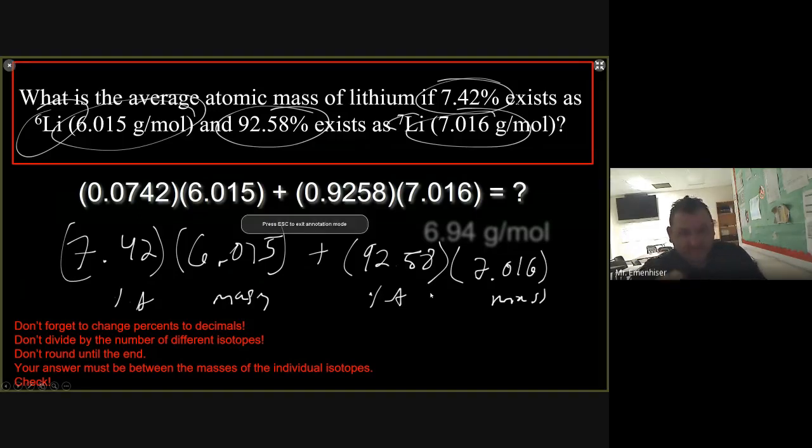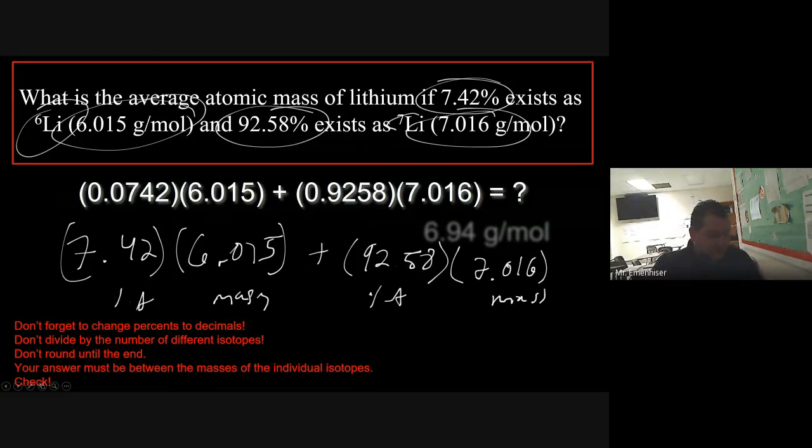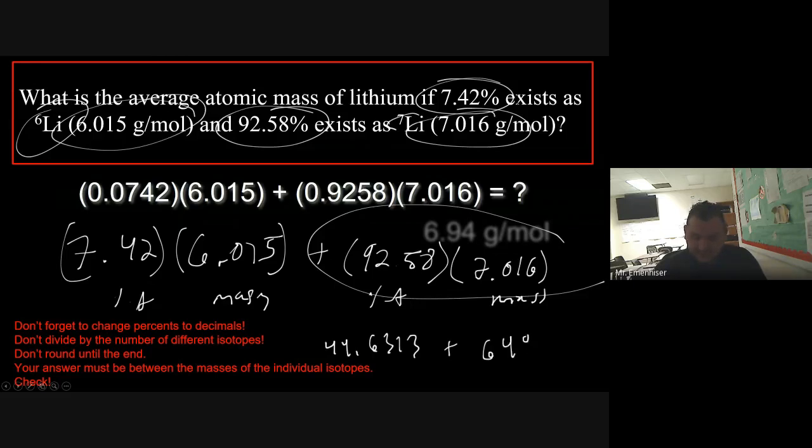What do we get when we do that? Let's try that. 7.42 times 6.015. I get 44.6313. And then I'm going to multiply these two together. See what I get. 92.58 times 7.016. I get 649.54. I add those two up. What do I get? 694.